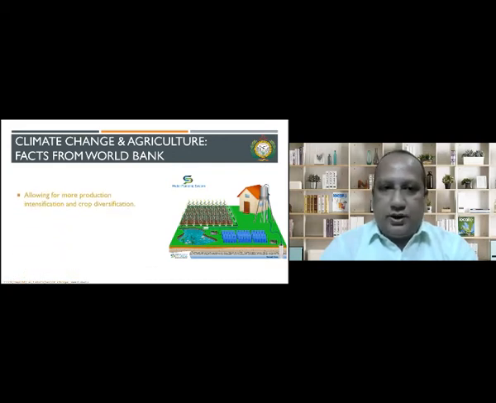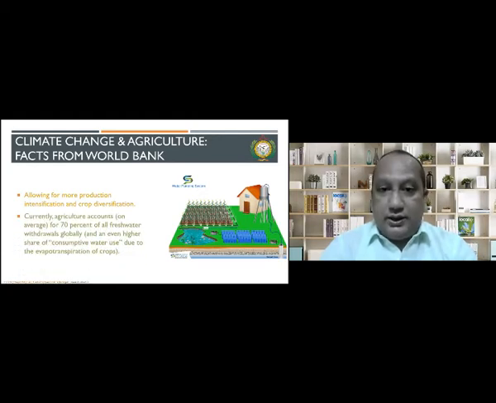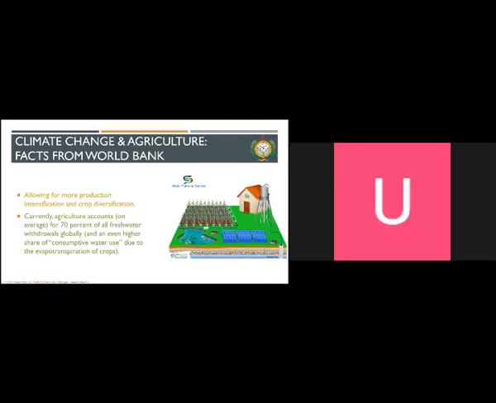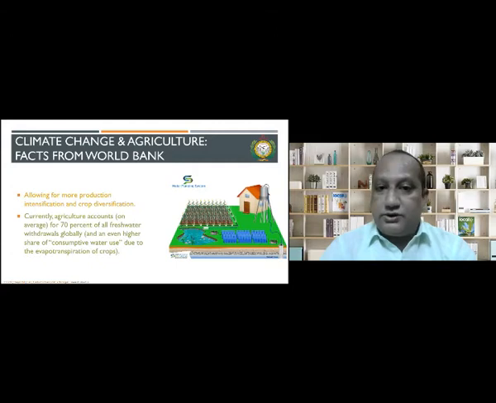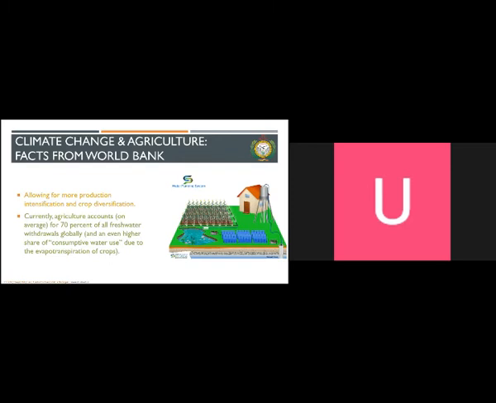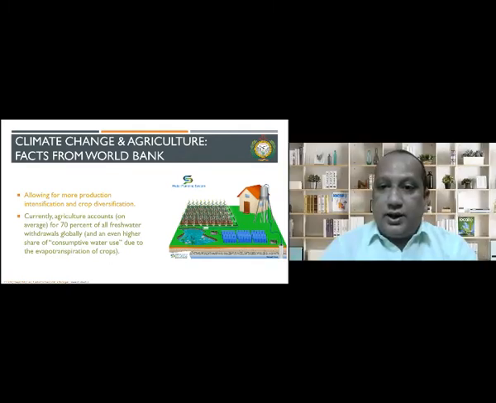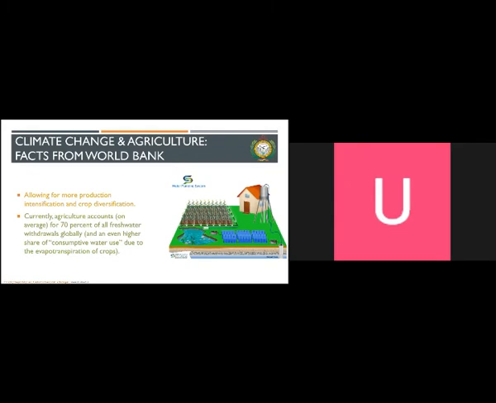So what can we do? We can allow more production intensification and crop diversification. Now here comes the water. Currently, agriculture accounts for almost 70% of all fresh water withdrawals globally, and an even higher share of consumptive water use due to evapotranspiration of crops. So here is something that we can focus on: 70% of all fresh water withdrawal. We need to be very particular about how we are maintaining and irrigating our agriculture, because we are using 70% of fresh water in agricultural use.